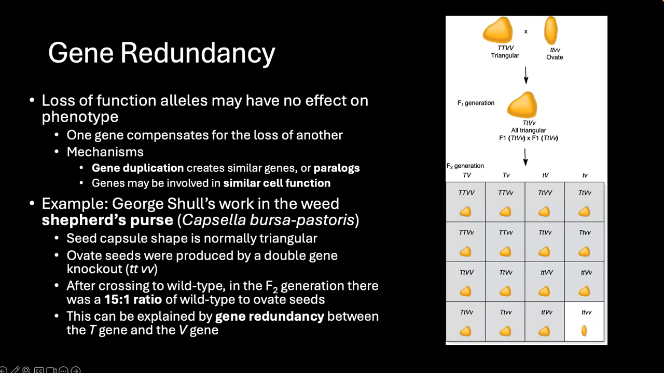Here is a quick example of this type of interaction, with a seed capsule shape that is normally triangular. There is a double recessive, which is ovate rather than triangular. However, our dihybrid cross in the F1 generation did not yield a 9 to 3 to 3 to 1, but instead a 15 to 1 ratio. This indicates that the ovate phenotype only occurs when both genes are homozygous recessive, and any other allele combination yields a triangular seed.